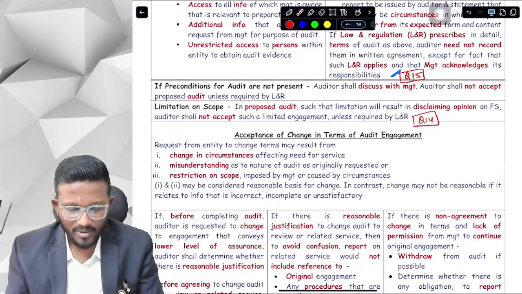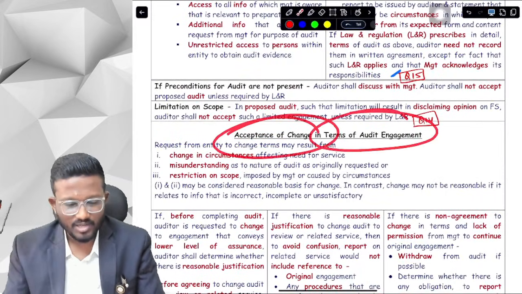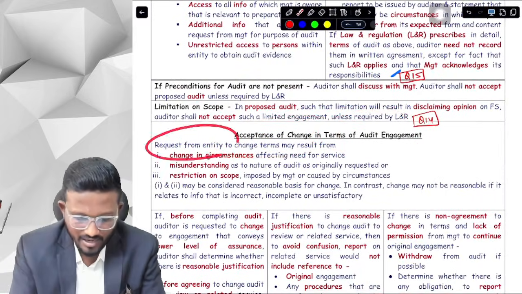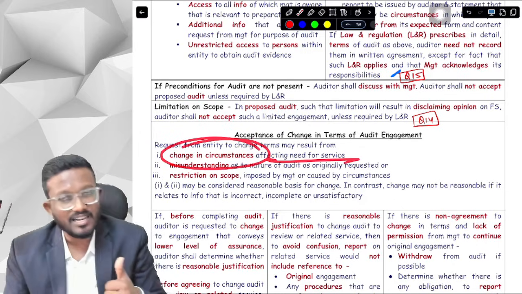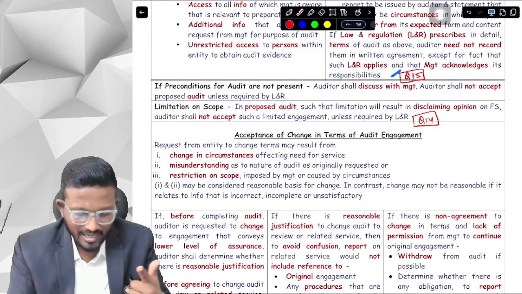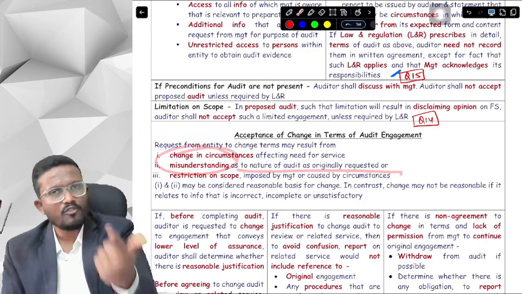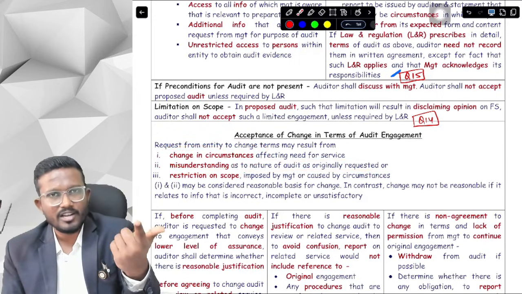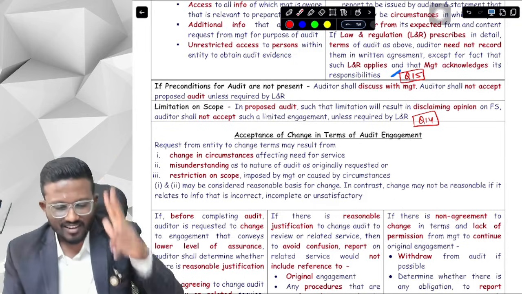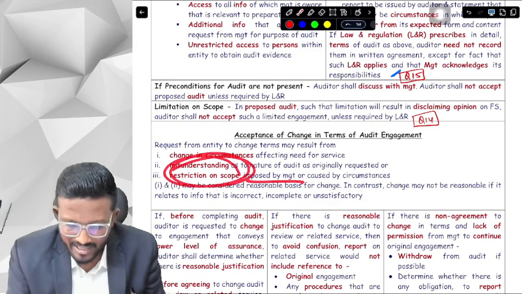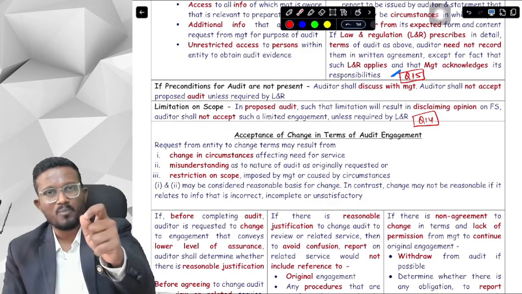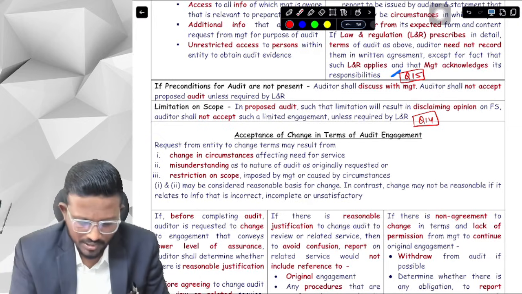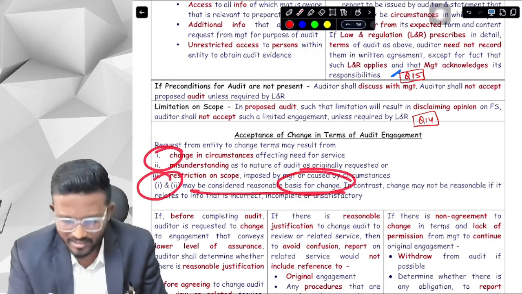Okay, yes sir. Now let's come to the topic of acceptance of change in terms of audit engagement. What it says, sir, there can be a request from the entity to change the terms. Why, sir? First of all, it may be because of the change in circumstances that affect the need for the service. Secondly, it may be because of the misunderstanding about the nature of audit, that management didn't understand about the nature of audit and there was a misunderstanding. And third is the restriction on scope imposed by the management or caused by circumstances. Management wants to impose a restriction on my scope. Okay, yes sir. So these can be considered as a reasonable basis for change.